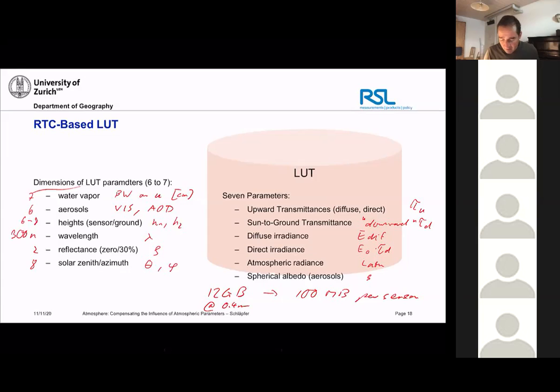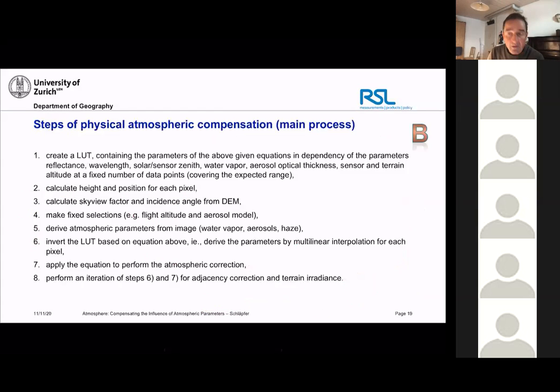But this resampling to the sensor, so that from the 12 to 100 megabyte, that's done easier. In your exercise, this has already been done. So you start with the 100 megabyte situation. So you don't need to resample the lookup table anymore. But that's about lookup tables. Question? No.